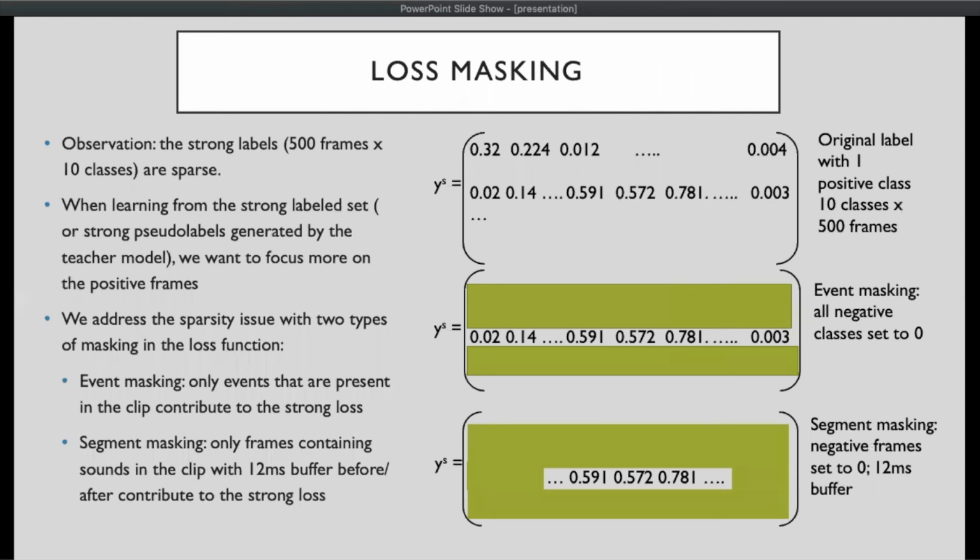And finally, for the loss masking, this is done on the predictions of the model. And the idea is that we want to be able to better train the model, given that these predictions are often very sparse. So there's two types of masking that we experimented with. Event masking, where we set all the events that were not present in the clip to be 0. And segment masking, where we set all the frames that did not contain positive events to be 0, with a 12 millisecond buffer before and after each segment.